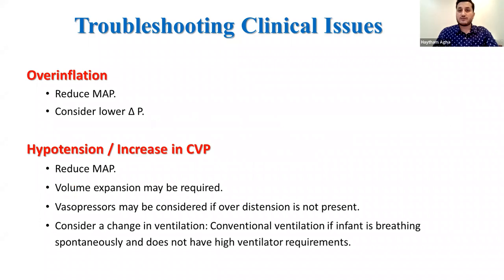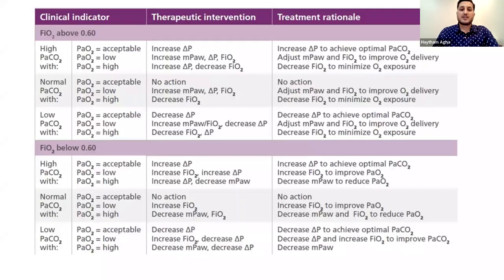For overinflation, if you find overinflation by X-ray, you reduce the mean airway pressure and decrease the delta P. If you find that your patient has hypotension or an increase in CVP, first of all, consider over-distension, so reduce the mean airway pressure. You can give volume expansion and vasopressor. Or if all of these maneuvers fail, consider putting the patient back on conventional mechanical ventilation. This is just a summary of all the troubleshooting you can face during high frequency oscillatory ventilation.